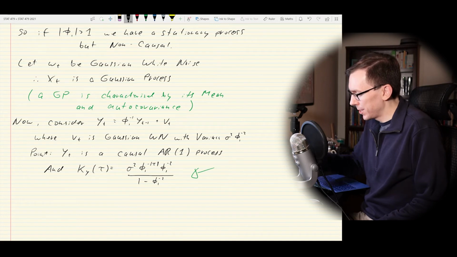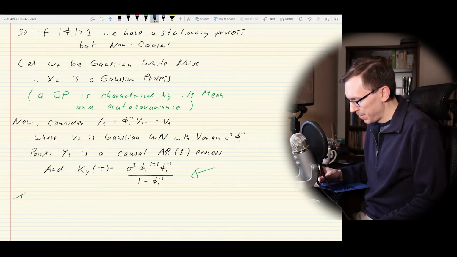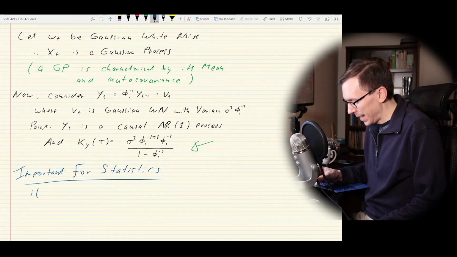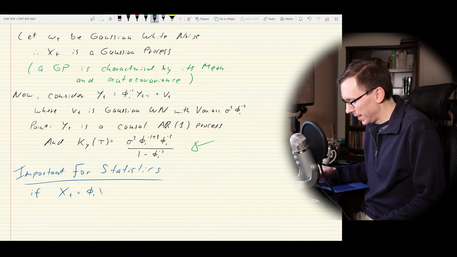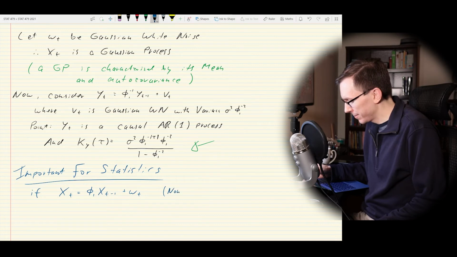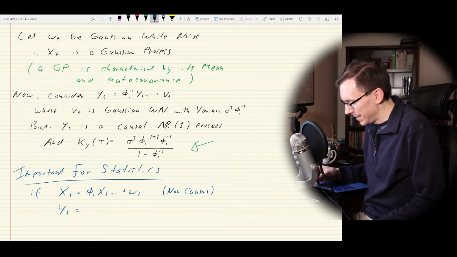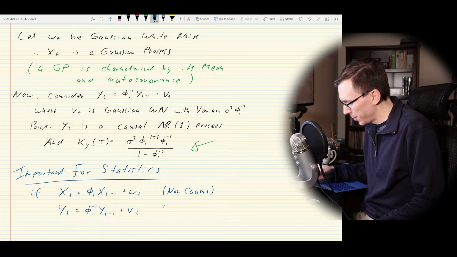there's something important here for statistics, which is why I was going through all this craziness, is that if we have xt is equal to phi 1 xt minus 1 plus wt, which is our non-causal AR1, and if we have yt is equal to phi 1 inverse y t minus 1 plus vt, which is going to be our causal.